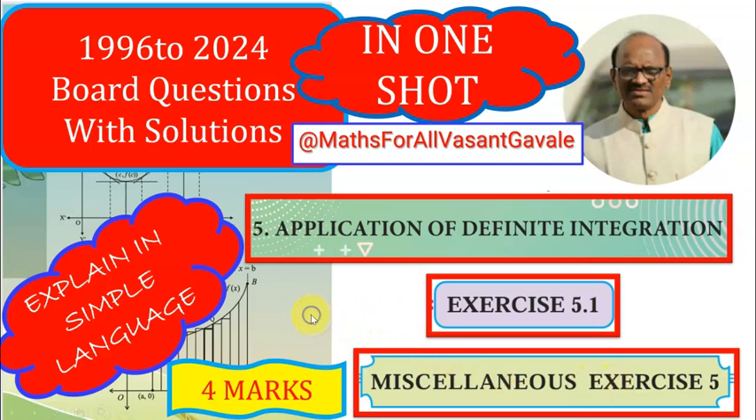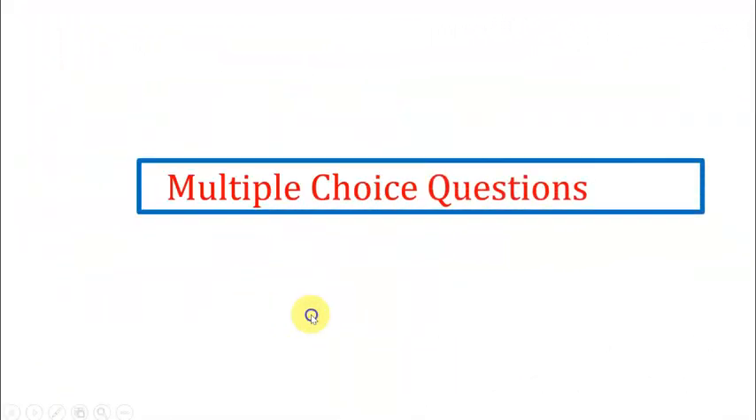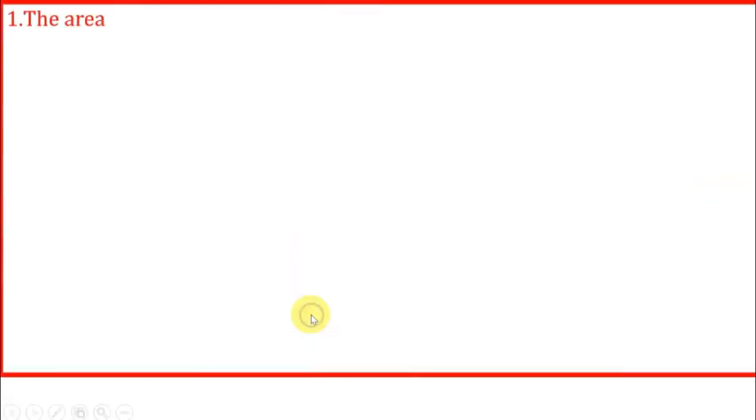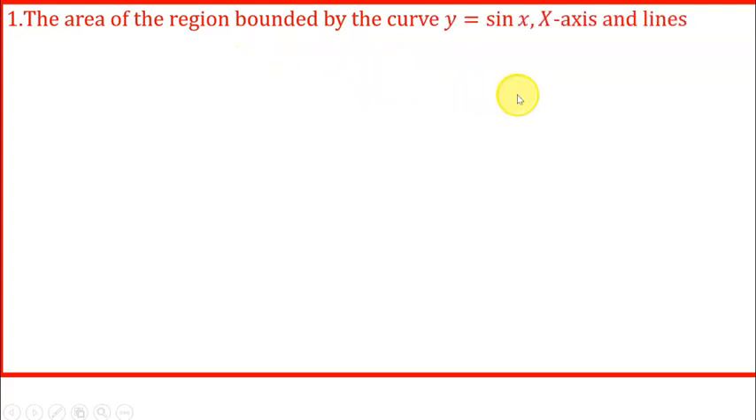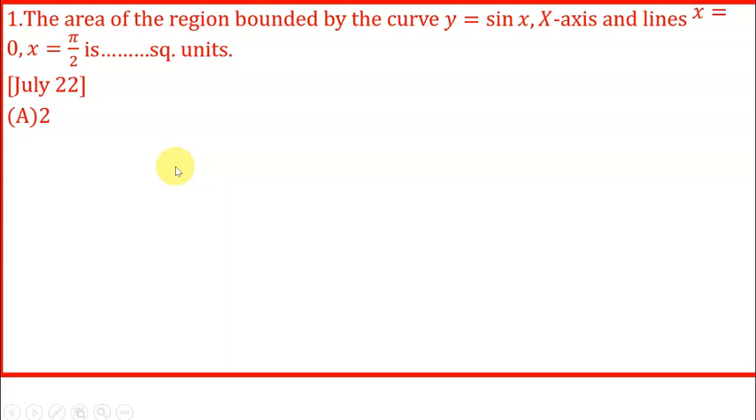Now, let us see. First, multiple choice questions. The first question is, the area of the region bounded by curve y is equals to sin x, x-axis, and the lines x is equals to 0, x is equals to pi by 2 is dash dash square unit. This question was asked in July 22 examination. Options: A is 2, B is 3, C is 4, and D is 1.